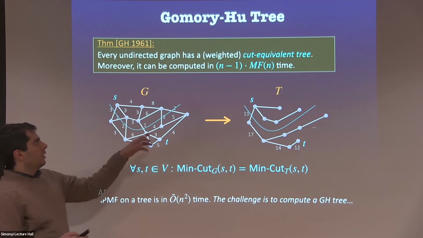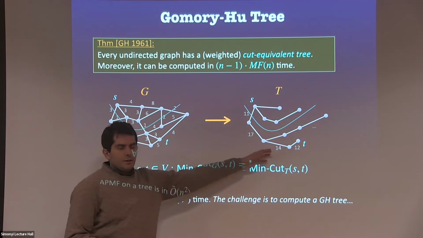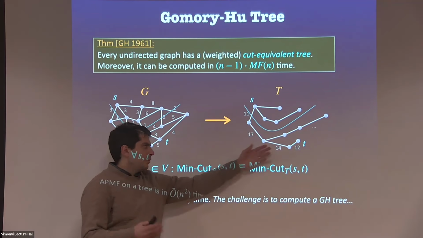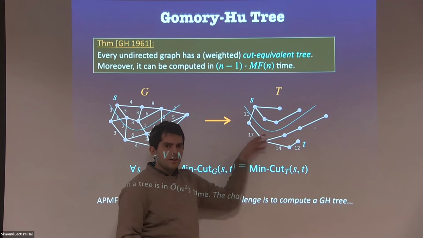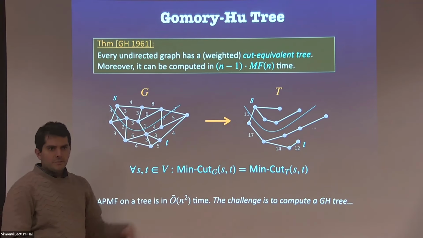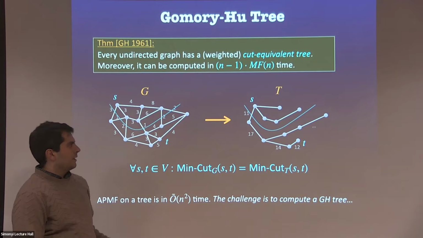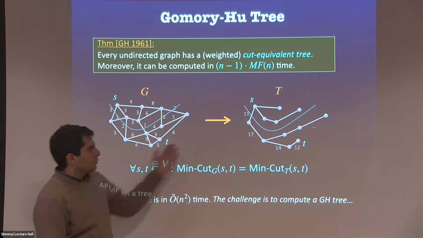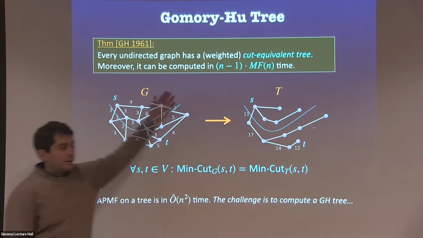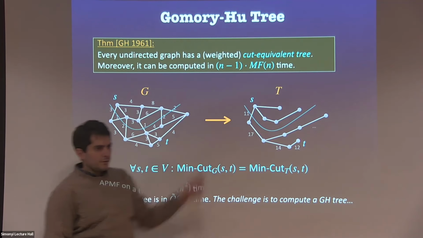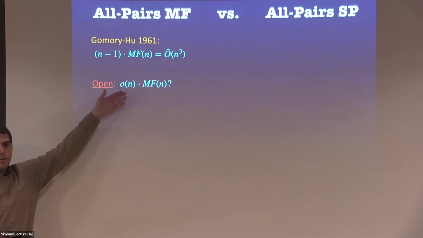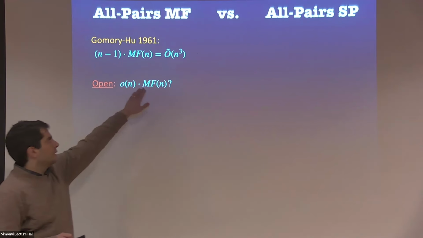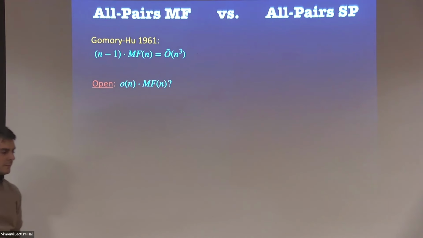But if you had the tree, then the all pairs max flow problem would be easy. All you have to do is solve it in a tree. Minimum cut in a tree, you just need to find the cheapest edge on a path. You can then solve it in n squared time. It's some easy exercise. But the main thing for us is, how do we get the tree? How fast can we compute the tree? They gave this algorithm that's n times max flow. And since their work, it has been an open question to get anything better. So can you reduce the number of queries below n? And there was no progress on this since then.